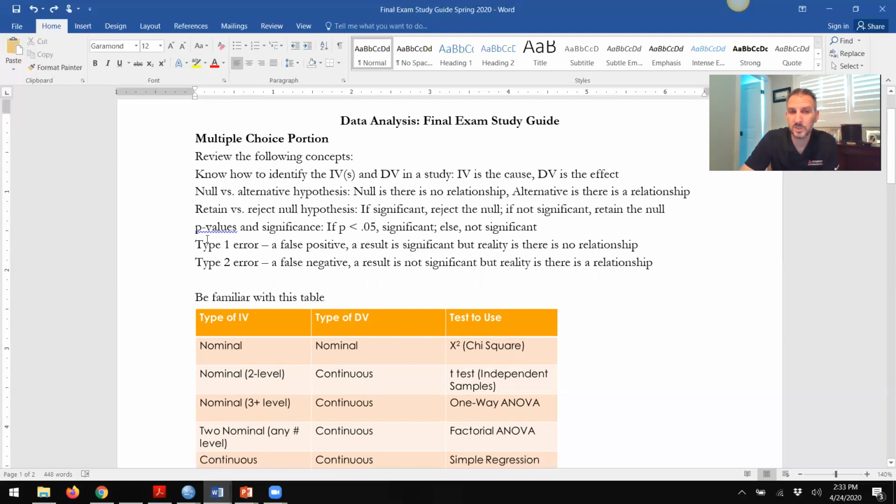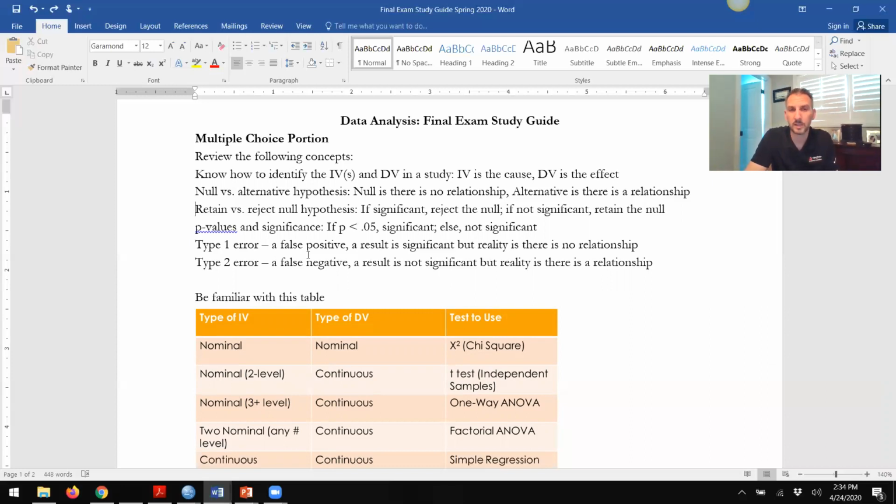All right, then we have the type 1 versus type 2 error. Type 1 error is a false positive. It's a result that's significant, but in reality, right? So what we observe in our sample is a significant relationship, but reality is there is no relationship there. That's a type 1 error. So anytime you get a significant result, the only type of error you could be making is a type 1 error. Type 2 is just the opposite.